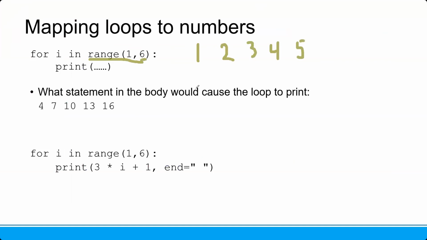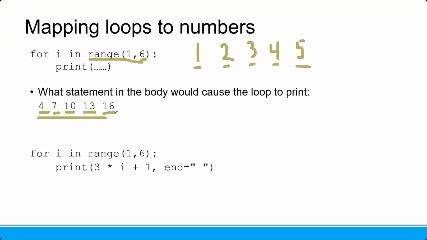I want to show this result. So what is the pattern of this one? If it is the first, I will print 4. If it is the second, I will print 7. If it is the third, it will print 10. If it is the fourth, it will print 13. And if it is the fifth, it will print 16.